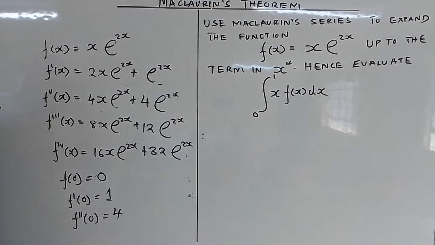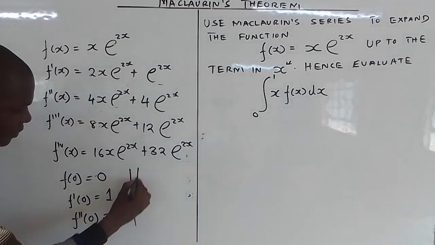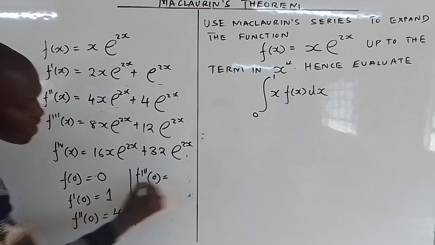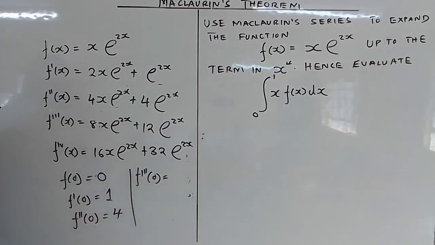Are we together? Yes. Then you move to the next one, f triple prime of 0, isn't it? F triple prime of 0. So what is f triple prime of 0? You go where f triple prime is here, where the x you put 0.